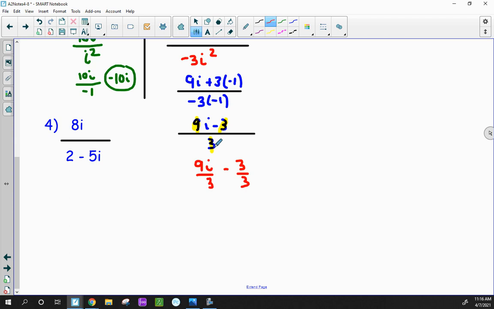So because you can find a number that will divide nicely into all of them, you do need to reduce your fractions. 9i divided by 3 is the same thing as 3i. Negative 3 divided by 3 is the same thing as negative 1. And so that is a better simplified answer than this one. But they actually do equal the same thing.